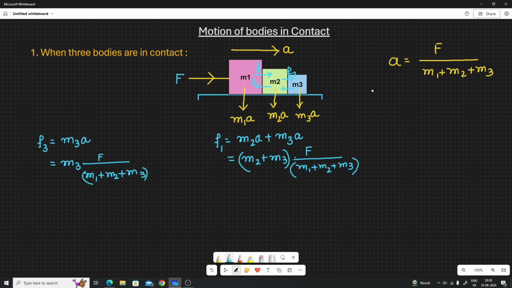Okay, now we got these three equations. The first one is the common acceleration, the second one is the force acting between the masses m1 and m2, and the third one is the force acting between m2 and m3. I think you understood this. Let us move to our next topic.